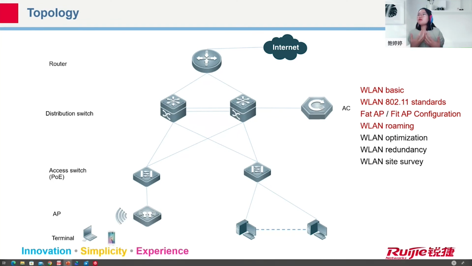Then we will provide WLAN redundancy. If one device is broken, we can still use the other AC to reach the internet. And we will have the hot backup AC and also the VAC technology. The last one, if you want to deploy the AP in your network, we have to do the site survey before we deploy the real devices to find the best places to install the AP.